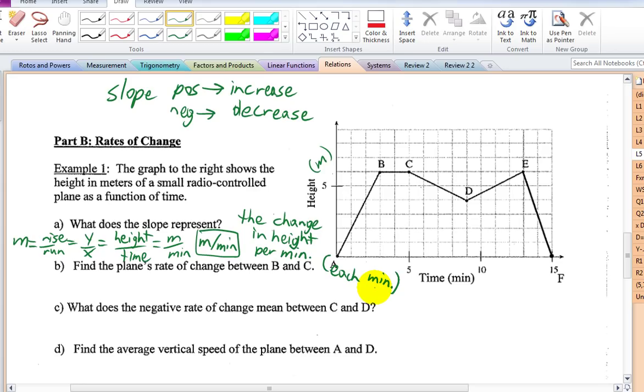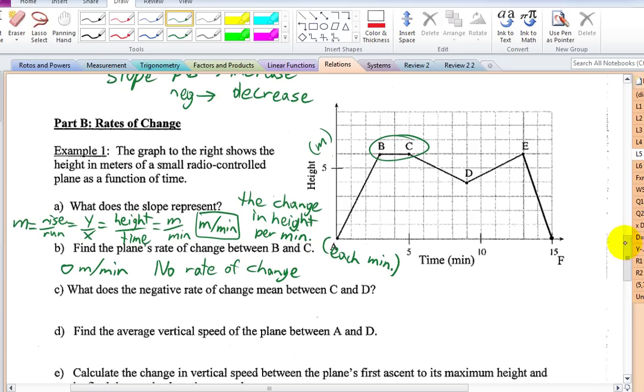So, find the plane's rate of change between B and C. What's your rate of change right there? 0 meters per minute. Okay, so there is no rate of change. So you're not going up or down. Is the plane still flying or is the plane stopped? Still flying. Yeah, it's still flying. Don't get tricked by that, okay? Good. Next one, what does the negative rate of change mean between C and D?